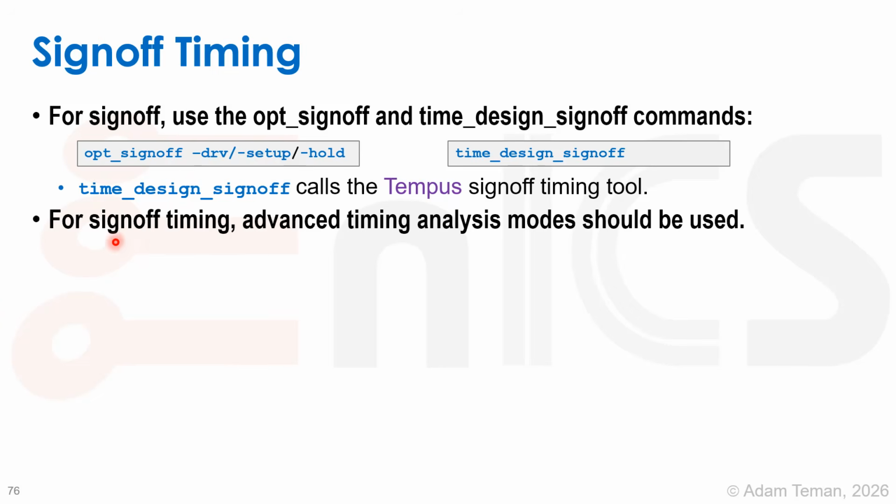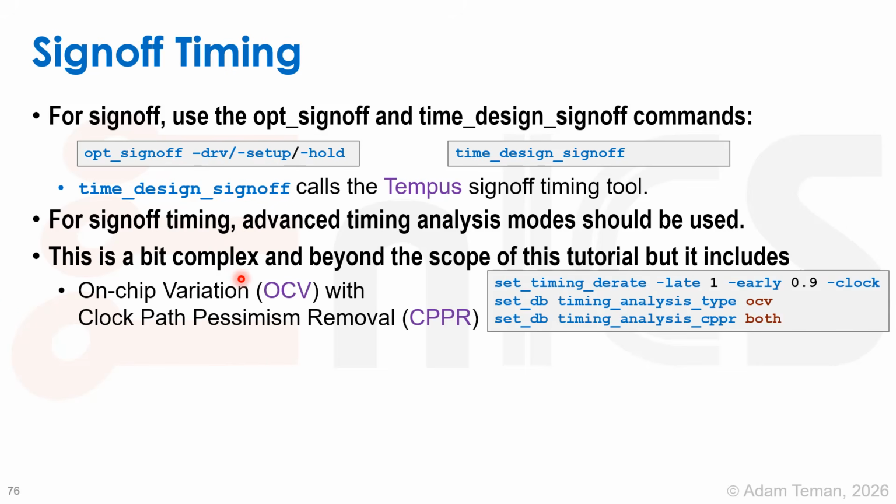So when I run Tempus, I'm going to run this sign-off timing, and advanced timing analysis modes should be used that I discussed a bit in the lecture. And it's really a bit complex and beyond the scope of this tutorial, but there are several things that I just want to mention briefly. So the first one is on-chip variation.